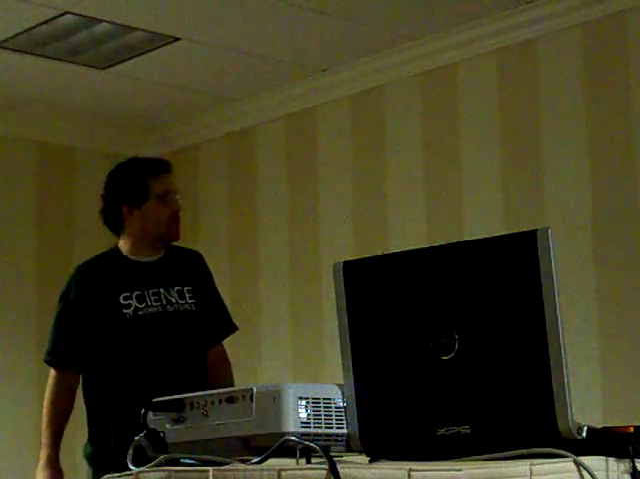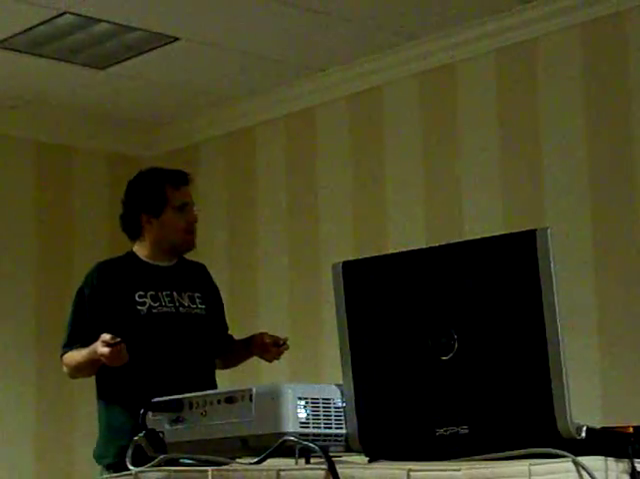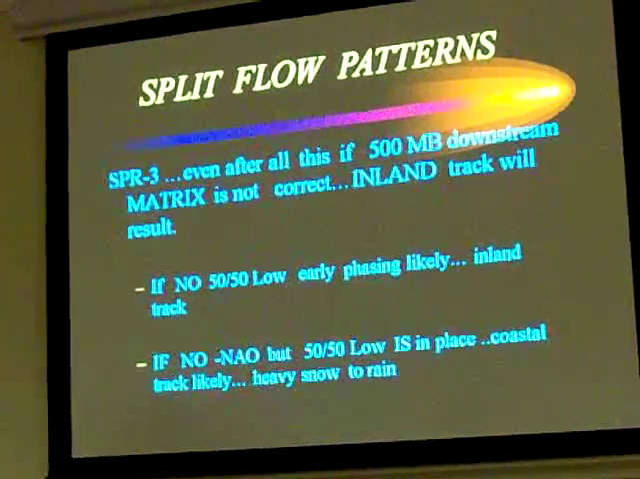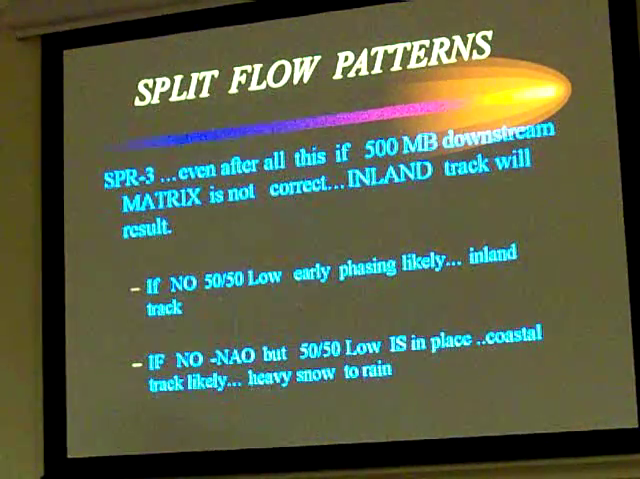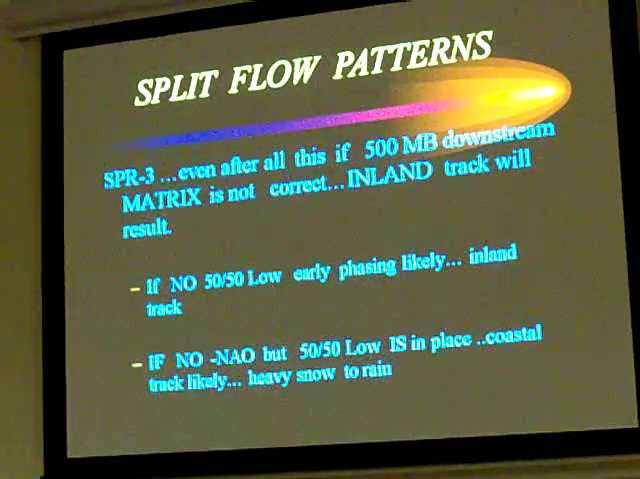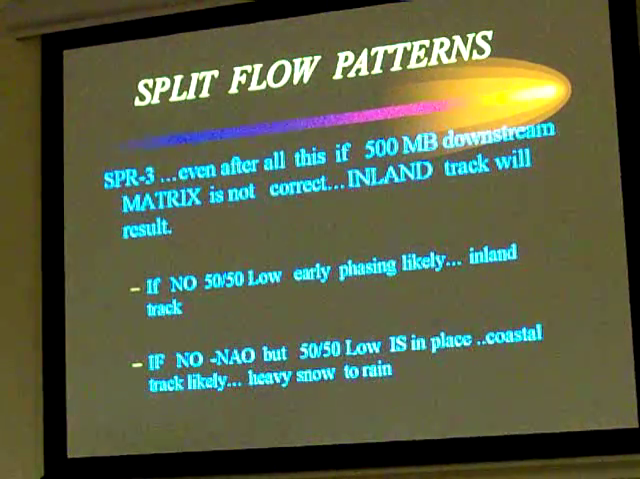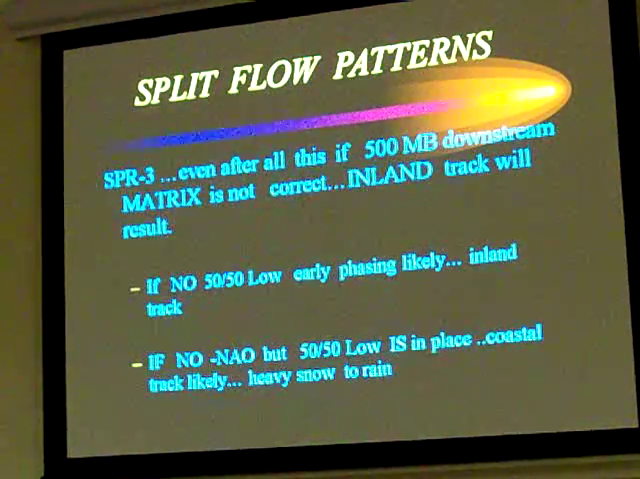So special rule number 3: even after all of this, if the 500 millibar matrix is not correct, even if you've got your short wave trough and your southern stream and a split flow taken, they're right, hitting all the marks, it's neutral by the Mississippi River, becomes negative over the Appalachians, if your downstream stuff is not correct, you're still going to have a track that's going to go inland. So it can get complicated. There's a lot of aspects to it.